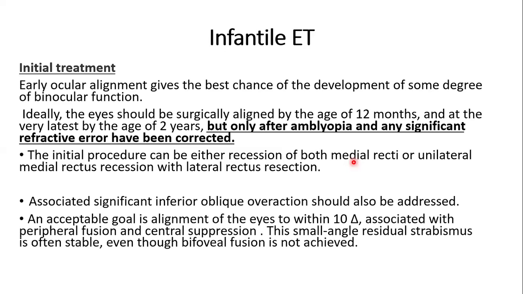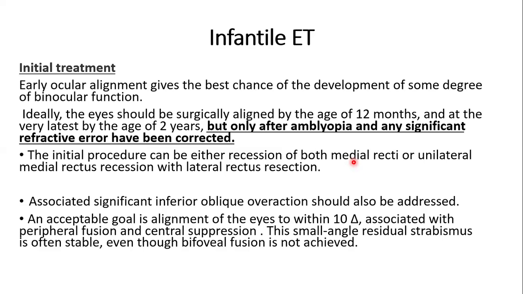So in infantile esotropia, we have three approaches to the timing of surgery: whether very early approach, early approach, or late approach. Very early, usually between 6 months and 1 year. Early, between 1 year and 2 years. Late, after 2 years. The most acceptable approach is the early approach. So you will do the surgery between 1 year and 2 years.